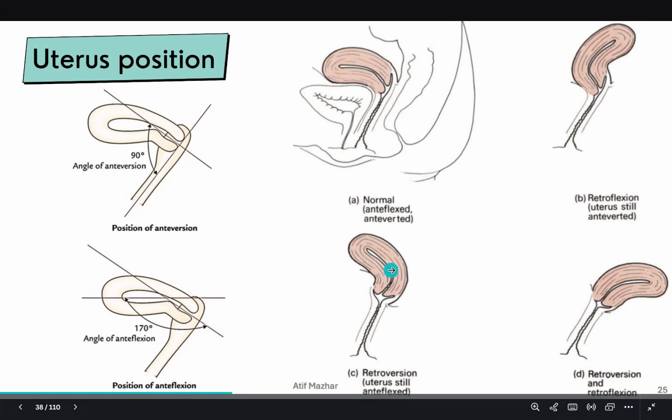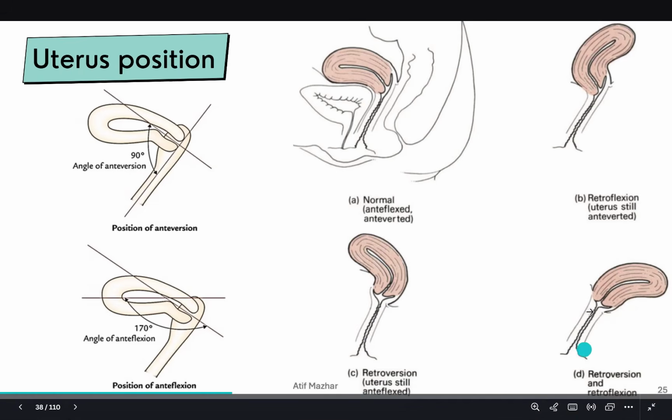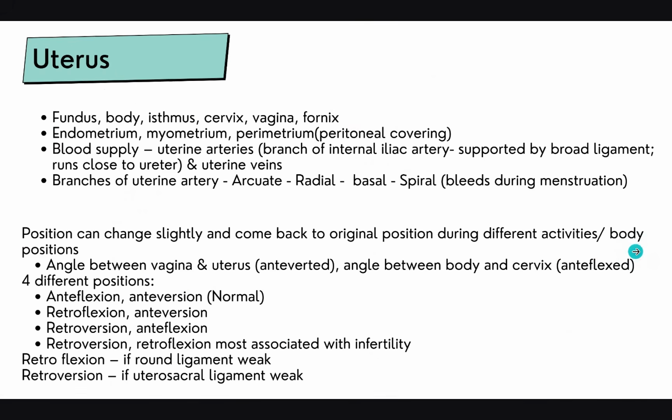What if the angle between the vagina and the cervix is abnormal? Then this is called retroversion. V for vagina, V for version. But this is still anteflexion. What if both are abnormal? Then this is called retroversion, retroflexion. And again, this type of position of the uterus is most associated with infertility. Whatever I've said is written over here, so no worries.